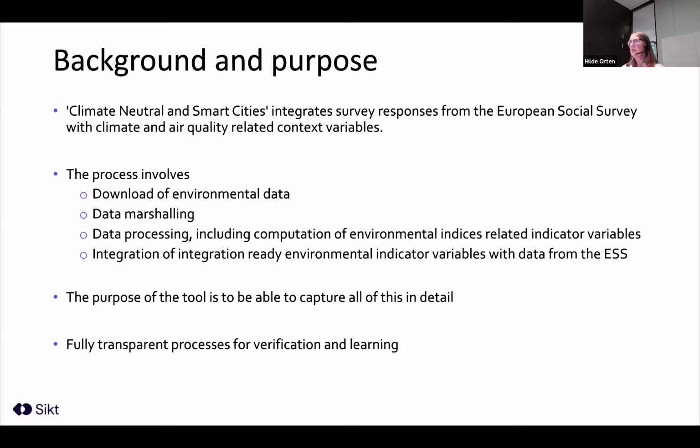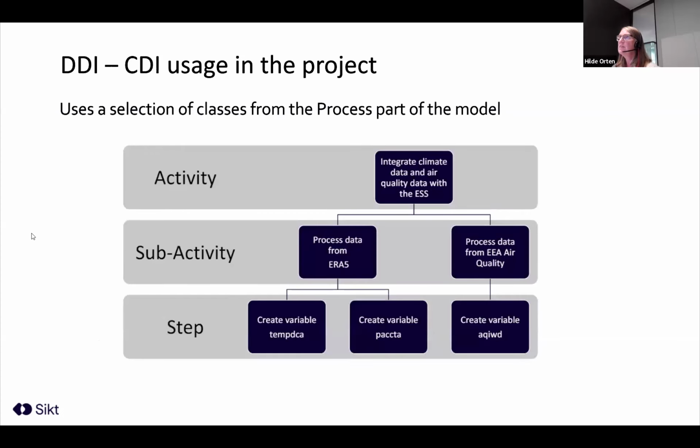So really the process we used was to download first the environmental data, then to marshal them, and then data processing. And that's where the computation of these indicator variables took place. And of course, the purpose of this tool is to capture all this in detail. That allows for fully transparent processes. That is both for verification and for learning, so that experts can go in there and check if the methods and everything we did looks okay, and other people can learn if they would like to do something similar.